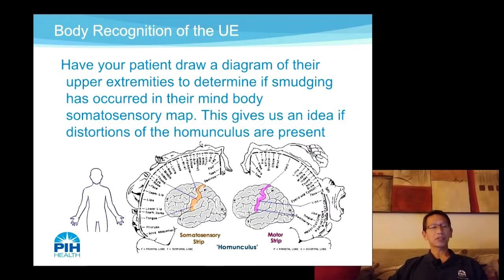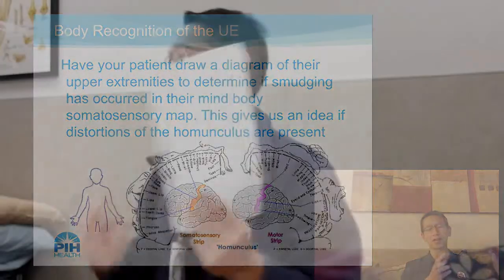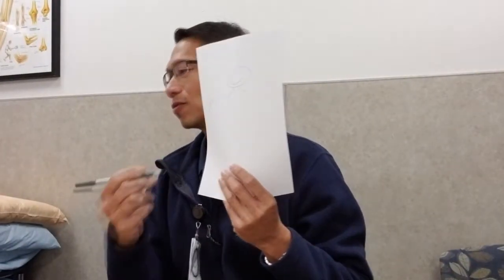Body recognition of the upper extremity. I usually have the patient draw a diagram of their upper extremities to determine if smudging has occurred. So sometimes I'll start off the diagram. I'll draw their head, I'll draw their body, and I'll draw their hand. And if, for example, they have an injury at the elbow area, I'll have them draw that section over there. Something like this. And I'll have them draw what it looks like.